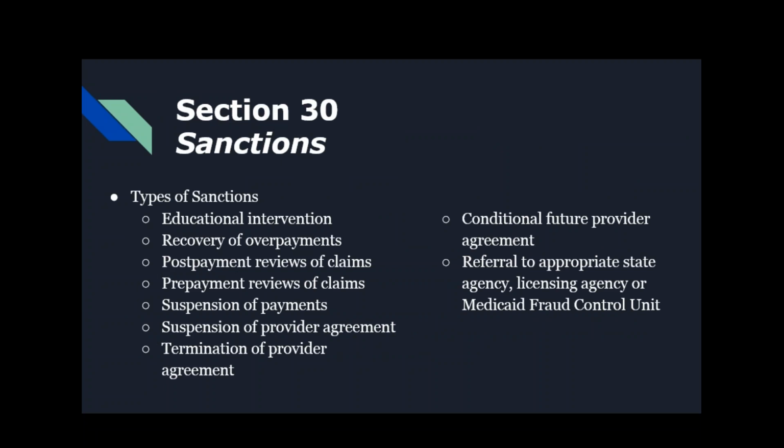Section 30 covers sanctions. Sanctions may be issued to a provider for non-compliance with the rules. The types of sanctions available are listed on the screen. However, the list is not inclusive. An education intervention is required education to the provider, and training may be conducted by division staff or another entity as determined by the division. Recovery of overpayments. Referral to a Medicaid program integrity unit may be a sanction.